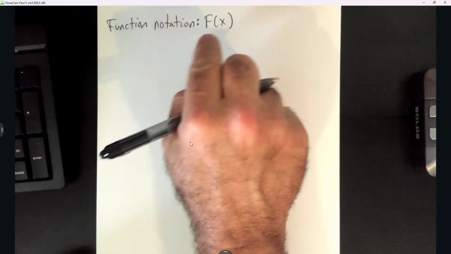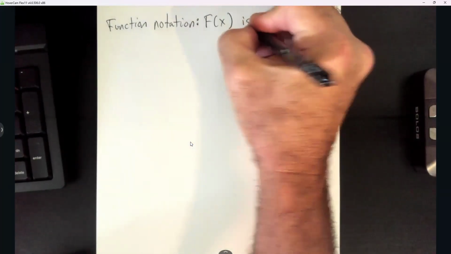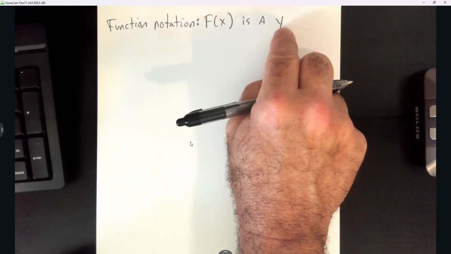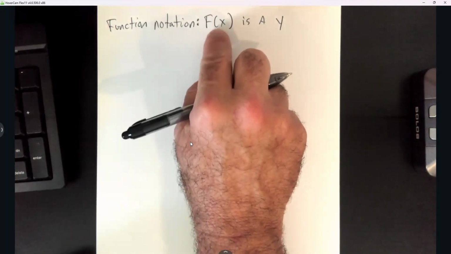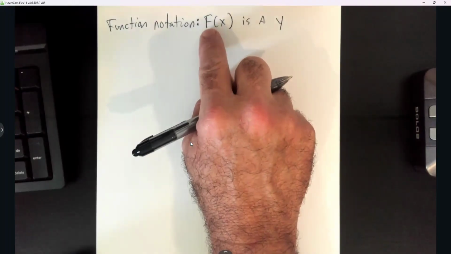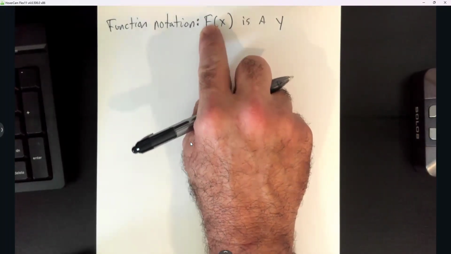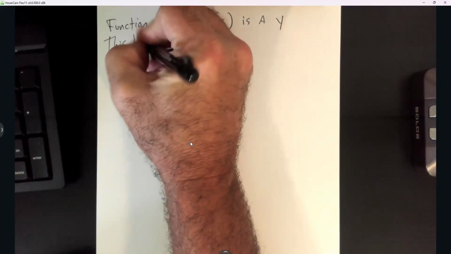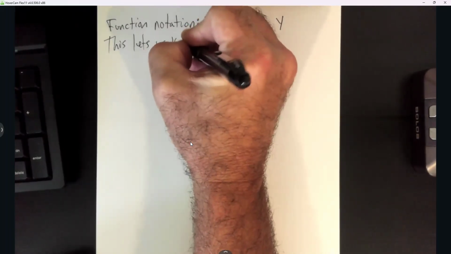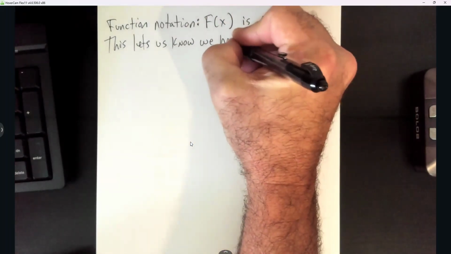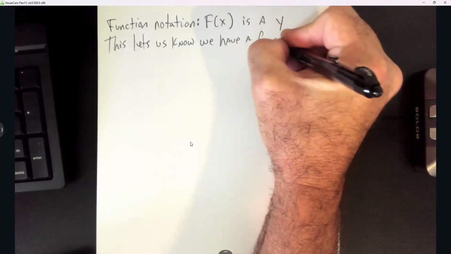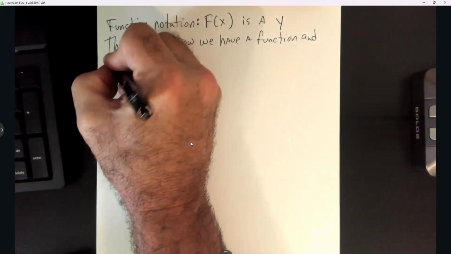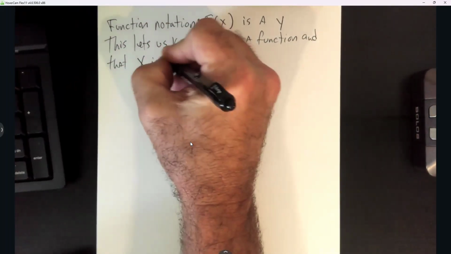So really, f of x is a y. It's basically the y value, but we use f of x notation because we're letting you know that it's a function and that x is the variable. Okay? This lets us know we have a function and that x is the variable.